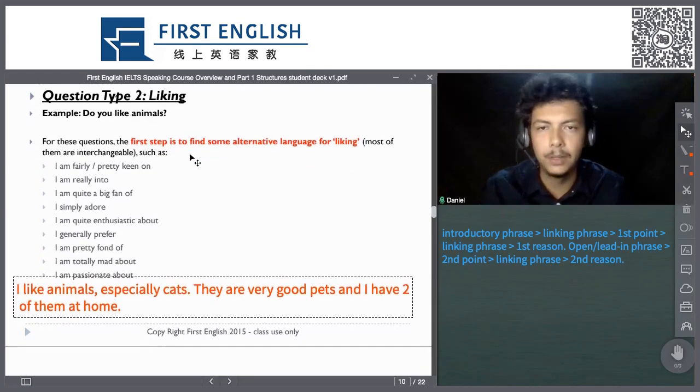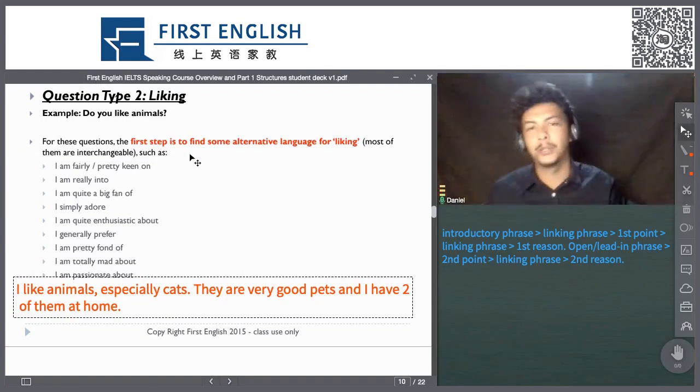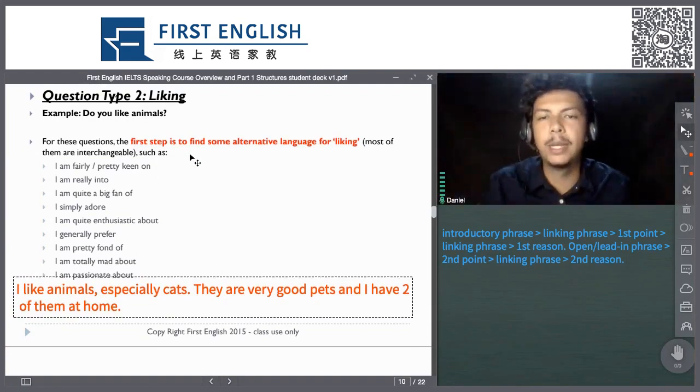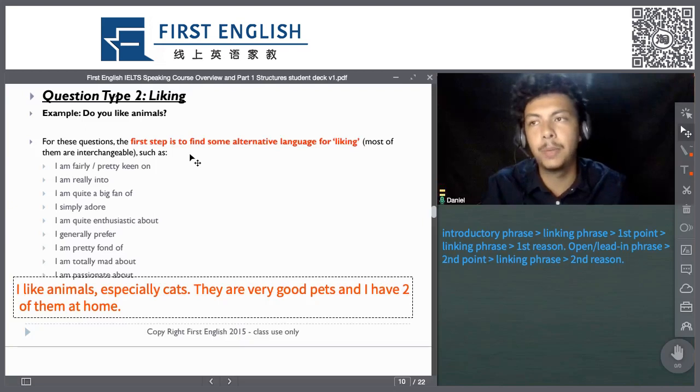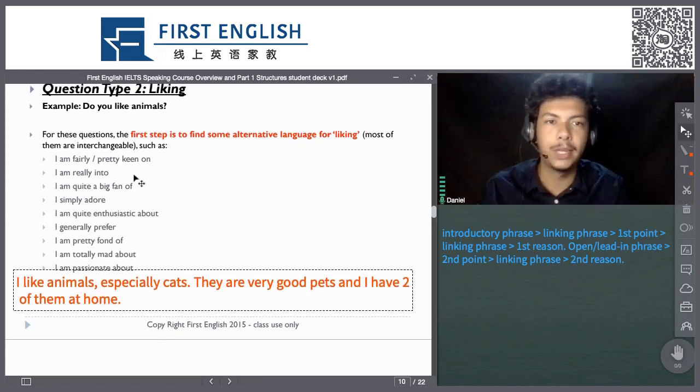So first up, the first step you want to do is find some alternative language for liking. With any one of these questions, you don't necessarily want to repeat the phrasing or the wording of the question exactly. If you have the opportunity to change up the way a question's worded when you're answering the question or in your answer, take that opportunity and definitely employ that. You don't want to essentially just be repeating exactly what the question words. So do you like animals? You don't want to say, I like animals that, or something like that. You want to instead use some creative language.